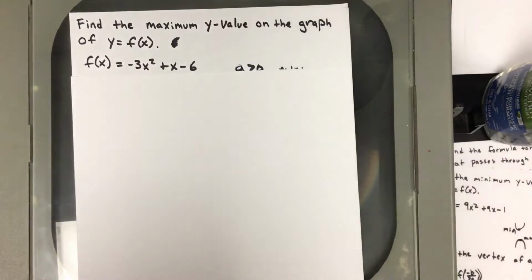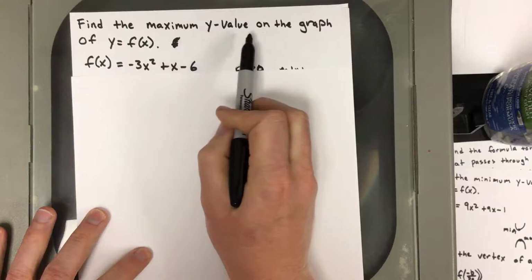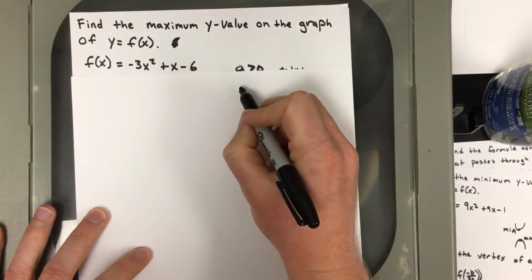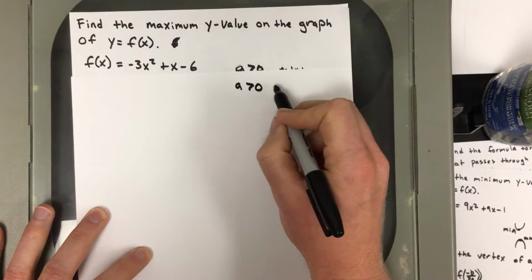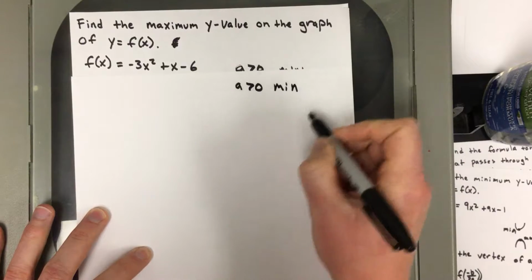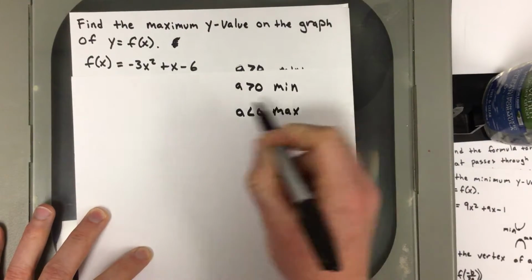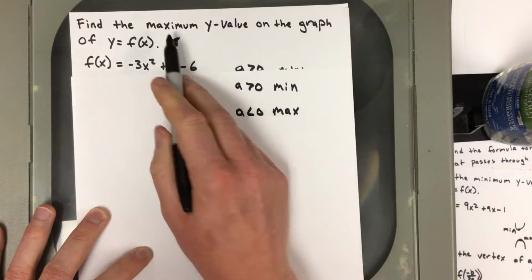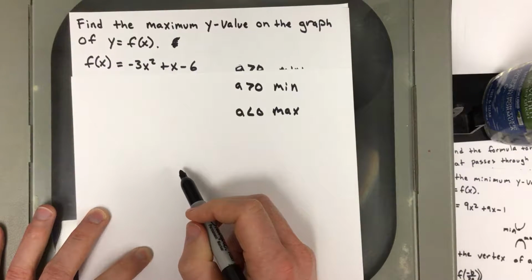Hey everyone, here's another example from section 3.1. We're going to find the maximum y value on the graph of y equals f of x. Remember that if you have a greater than 0, you're going to have a minimum value. If you have a less than 0, you're going to have a maximum value. Well, it's clear that a is less than 0, so that's why we're going to have a max value, which is why they're asking for the maximum y value on the graph.